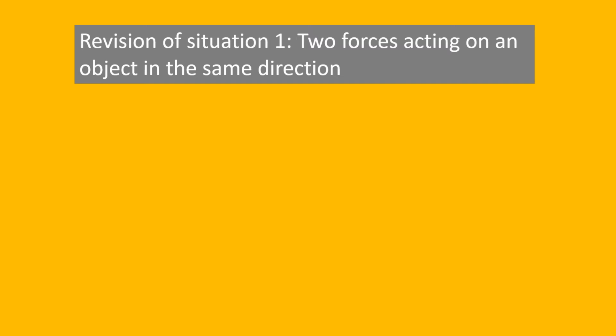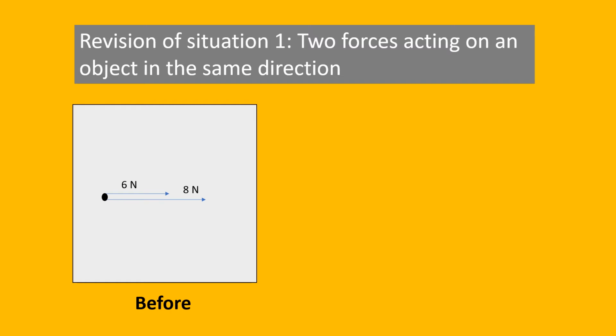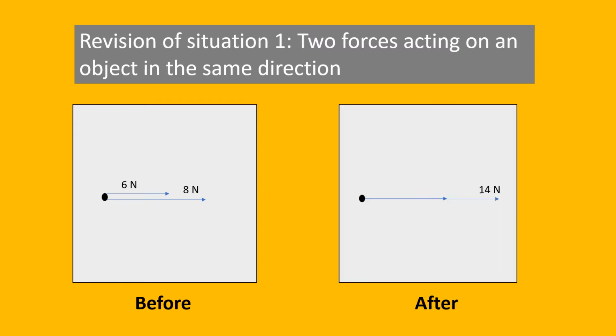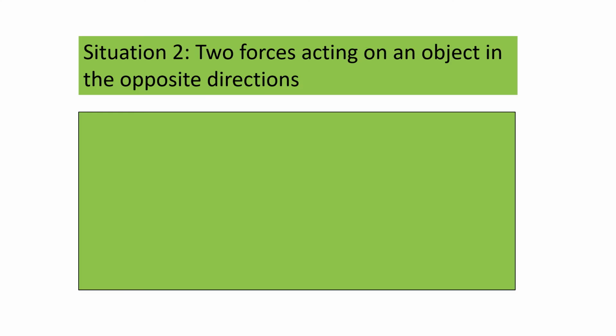In situation 1, two forces are acting on an object in the same direction. For example, both the forces 6 Newton and 8 Newton are acting to the right. Then the resultant force is 14 Newton, because 6 plus 8 equals 14. And the direction of the resultant force is the same as the direction of all the forces just now. Okay, so now let's consider the next situation.